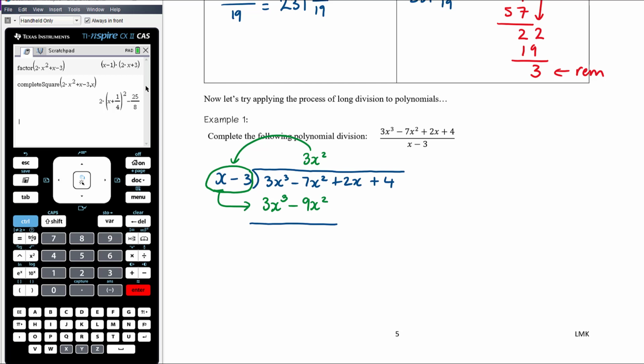Negative 7x squared minus negative 9x squared. So that's negative 7x squared plus 9x squared. Please be careful with subtracting negatives. Negative 7 minus negative 9 is negative 7 plus 9, which is positive 2.